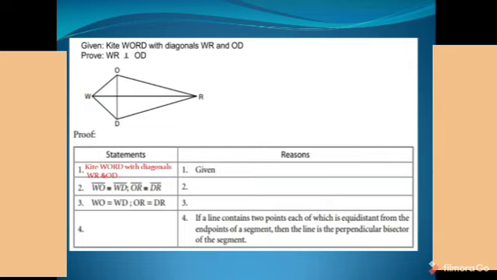Number 2, WO is congruent to WD. OR is congruent to DR. And that is by the definition of a kite. Segment WO is equal to WD. OR is equal to DR. And that is definition of congruent segments.